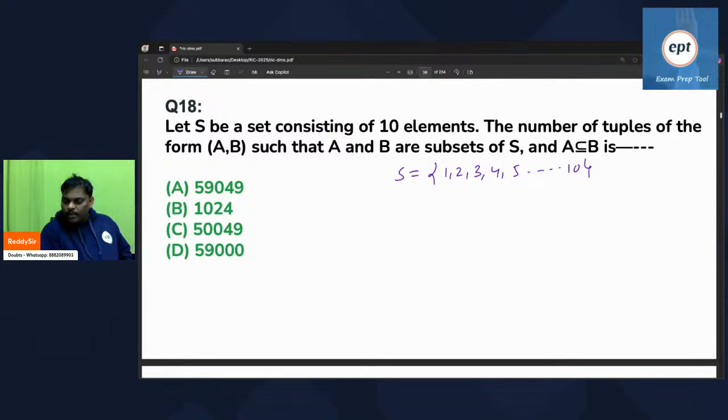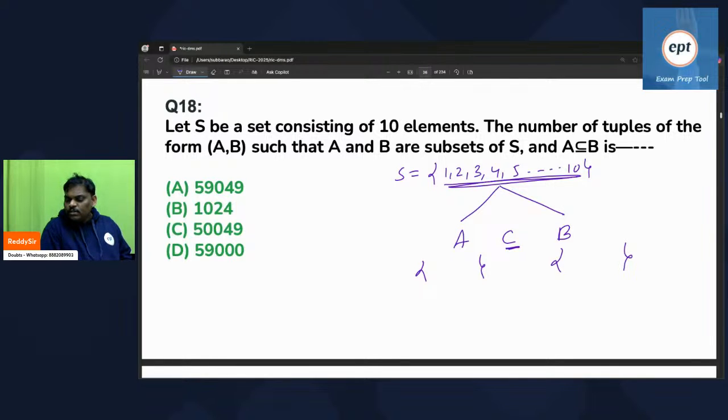So from this set you have to make two subsets, A and B, where A is a subset or equal to B. Now understand. If you want to satisfy this criterion, A is a subset or equal to B, you have to satisfy a condition. What is the condition? See the condition.